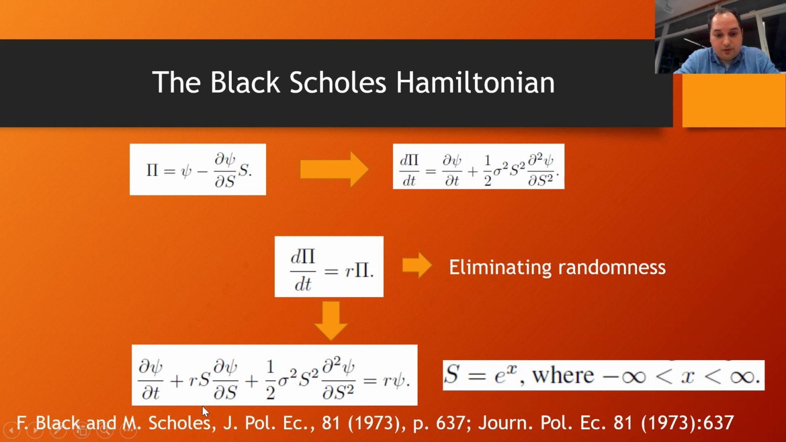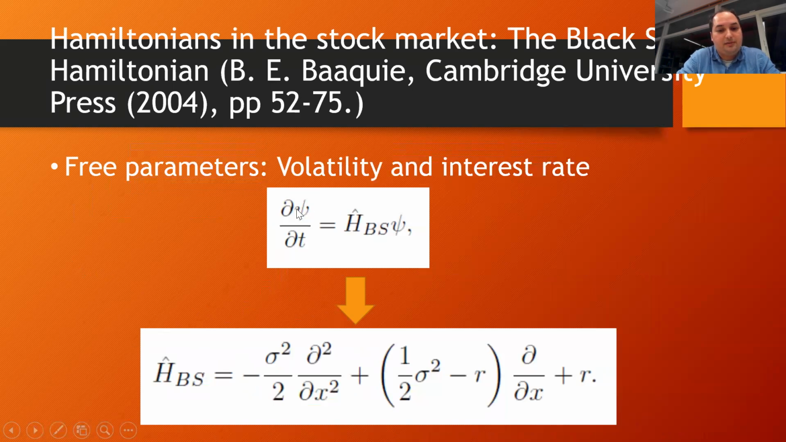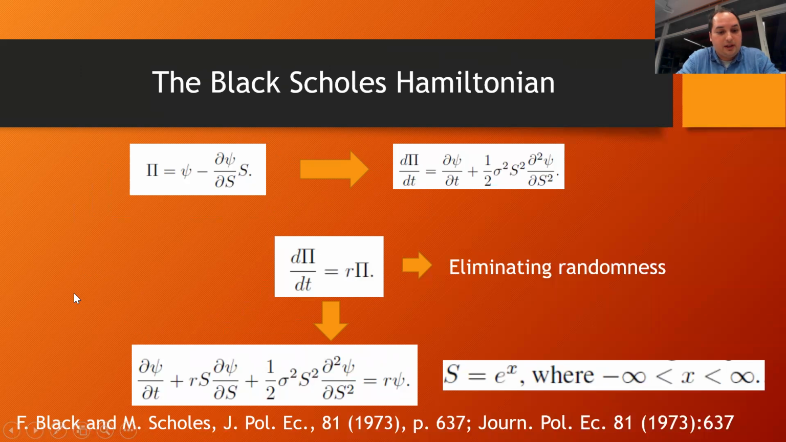Of course, you don't have to understand the details of this, but you will realize that this equation, which is here below, is exactly the same equation I showed you before. The difference is that here we defined a Hamiltonian and we did a conversion of variable. You can see that the derivatives here appear with respect to S. S is the price of the stock, and S is equal to the exponential of X. If you replace this here, you obtain the operator which you see here.